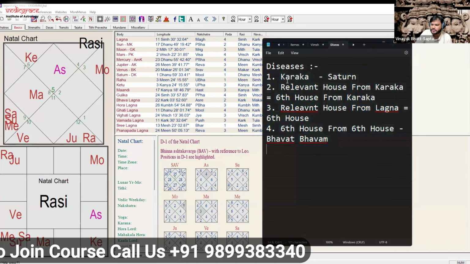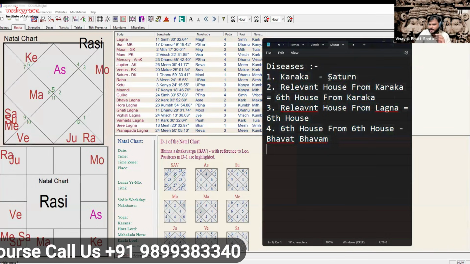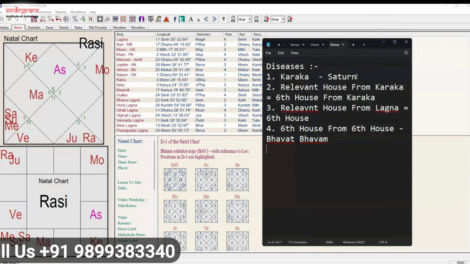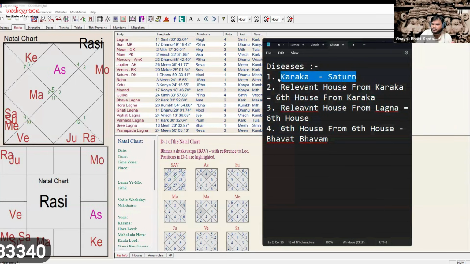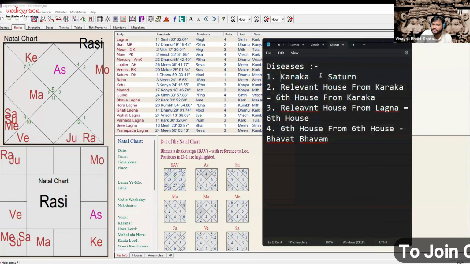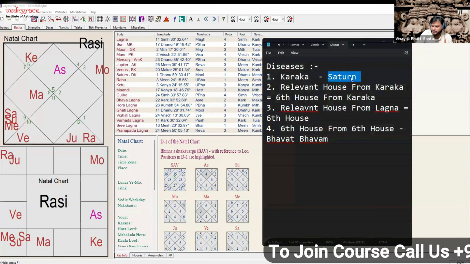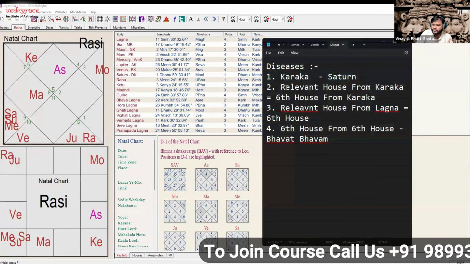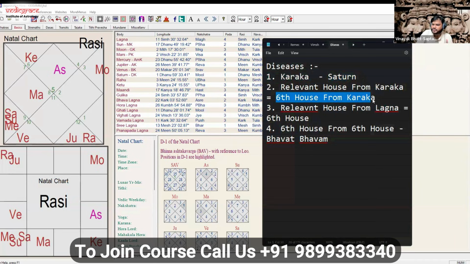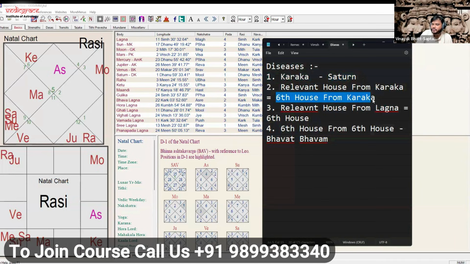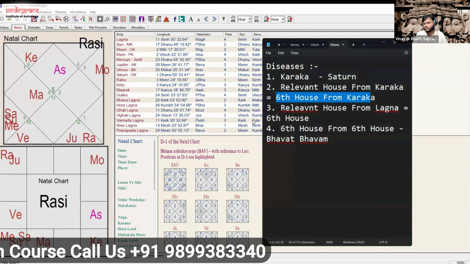For example, we know Saturn is the Karaka planet. So we check the horoscope and see whether there is any affliction to Saturn or not. If Saturn is not well placed in the chart, it means there is a possibility that the native will face a lot of health issues. That is the first scenario. In the second step, when you see the relevant 6th house from Saturn, it will give you the possibility of health issues.